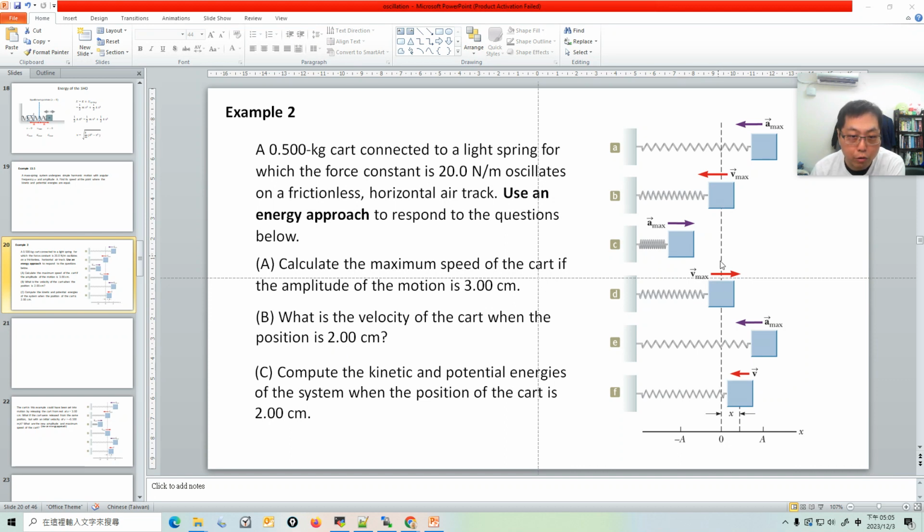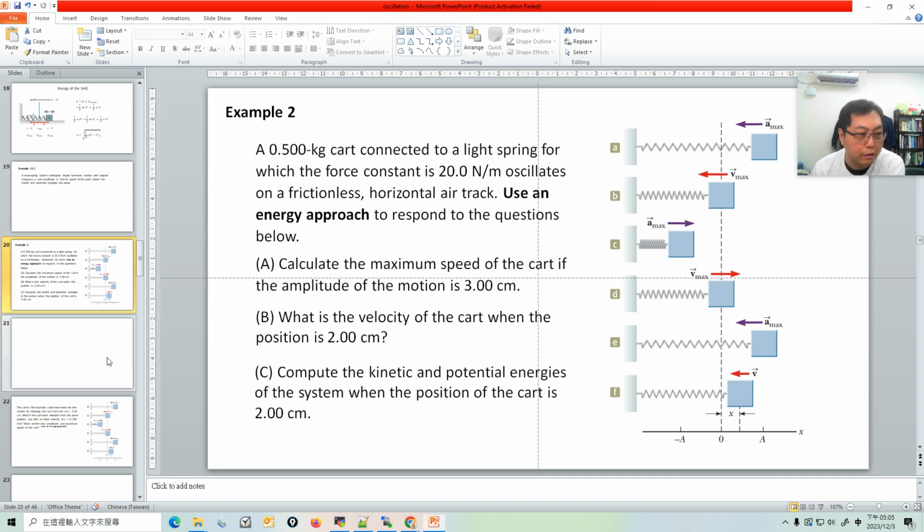The dashed line is the equilibrium position. The 2 is here, and the amplitude 3 is here. At this point, I think he's doing the motion to the left. At the position of 2 centimeter, he's moving to the left, so the velocity should have a negative value.